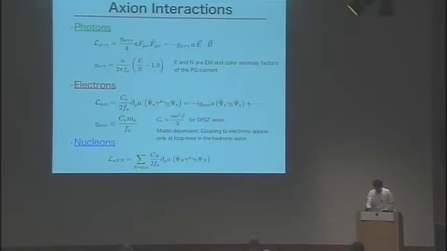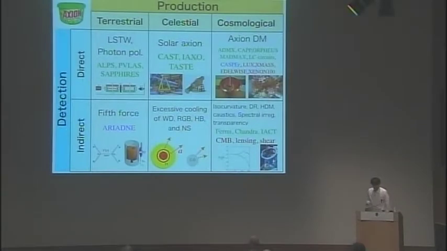And they can be broadly classified like this according to the production mechanism and the detection methods. The production mechanism of the axion can be broadly classified into terrestrial production and celestial production, so produced inside stars, and cosmological production, like the misalignment production mechanism I mentioned before. And the detection method can be either direct or indirect.